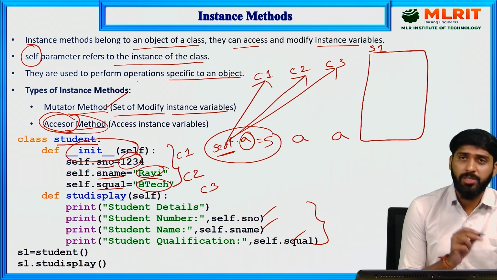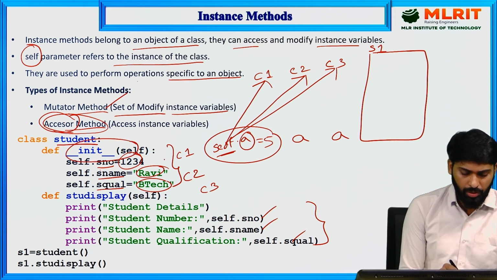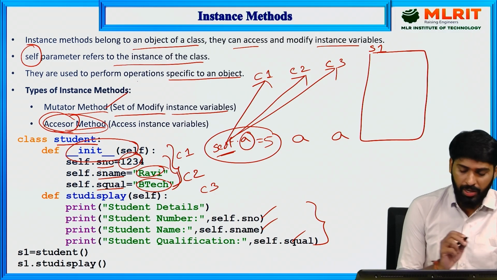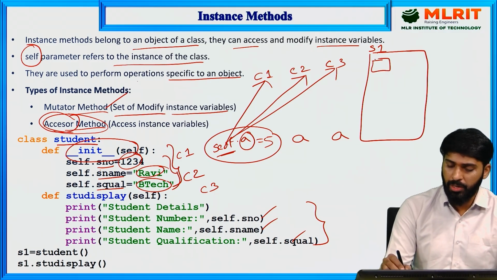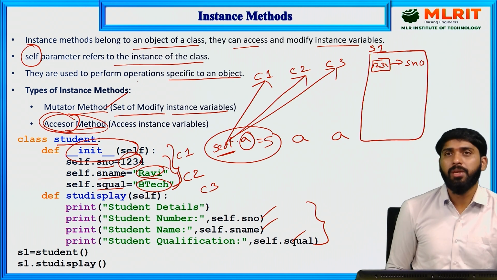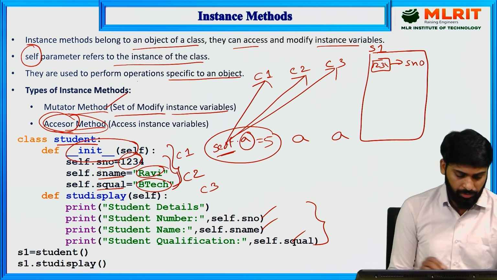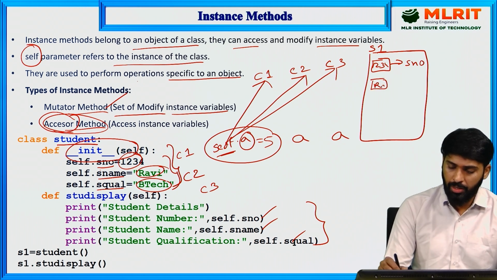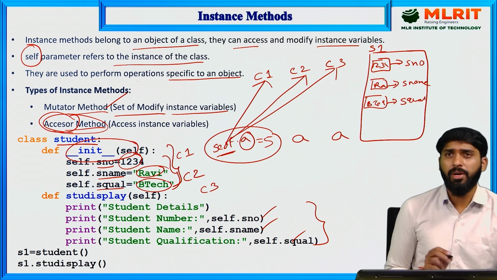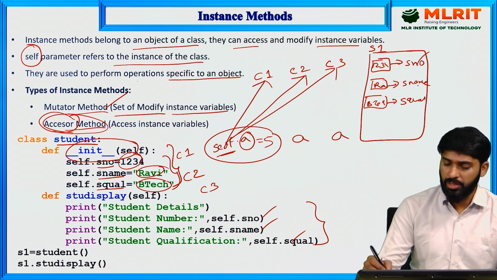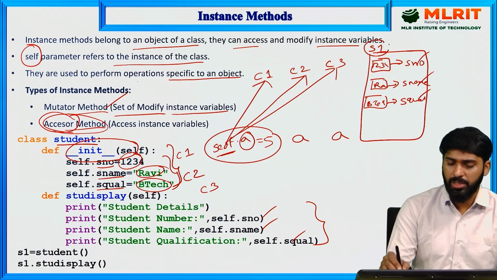Automatically the constructor will be invoked. What is the code in this constructor? self.sNumber is 1234, the variable is the sNumber attribute. Next one is Ravi, sName. BTech is the qualification, sQualification. Now if you understand, these are the instance variables, and they belong to the instance s1.